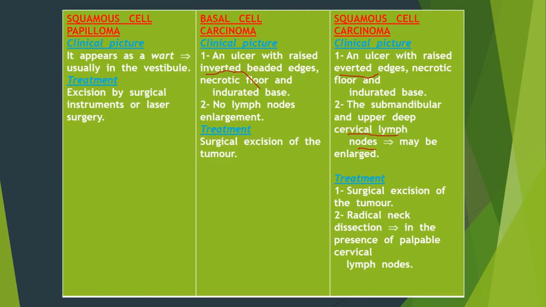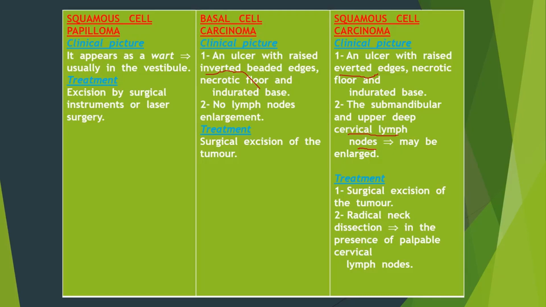The squamous cell papilloma, its clinical picture appears like a wart, usually in the vestibule of the nose, and it's treated by surgical instruments or laser surgery. Basal cell carcinoma is an ulcer with raised inverted beaded edges with necrotic floor and indurated base, with no lymph node enlargement, and it's treated by surgical excision of the tumor.